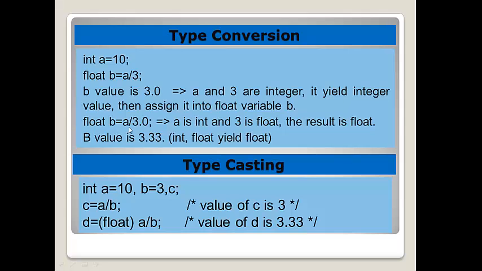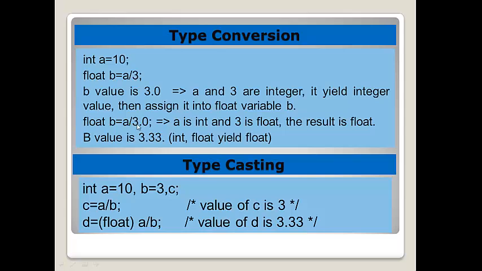If we write like this, float B equal to A slash 3.0, A is integer, 3.0 is float. Integer, float yield float. And the result is assigned to the float variable, so 3.33 is stored to B. Suppose float and double, yield double. We can easily find out: if two operands are there, whichever operand size is higher is the yielding result.